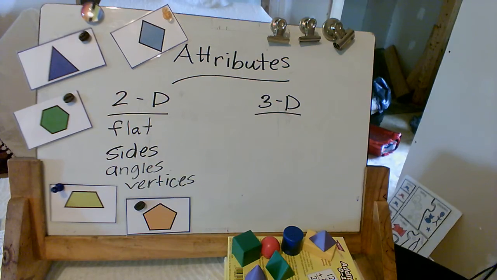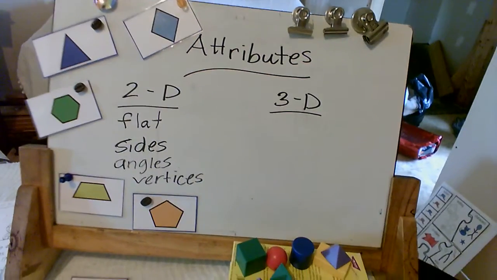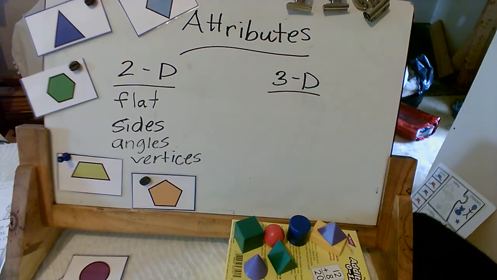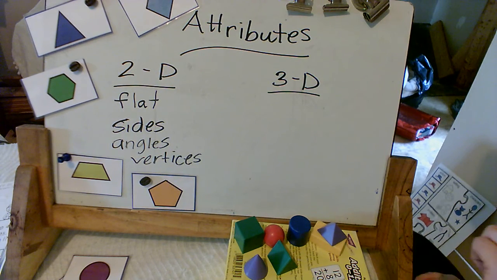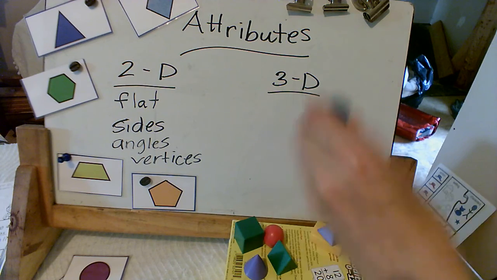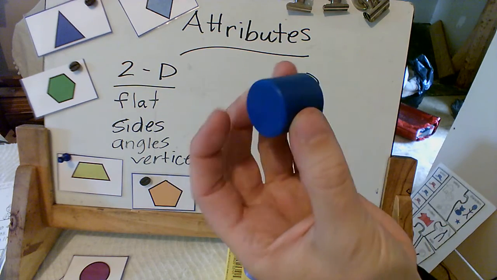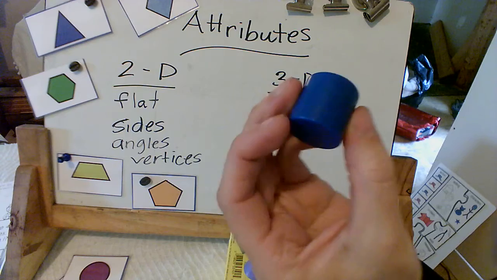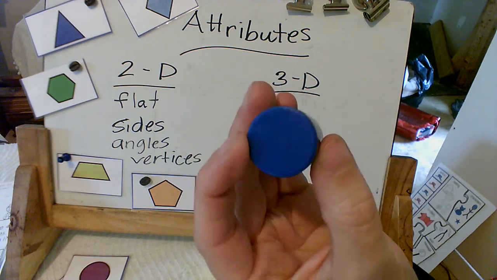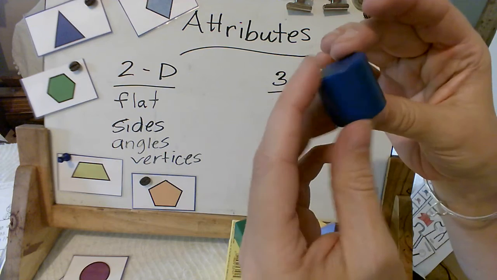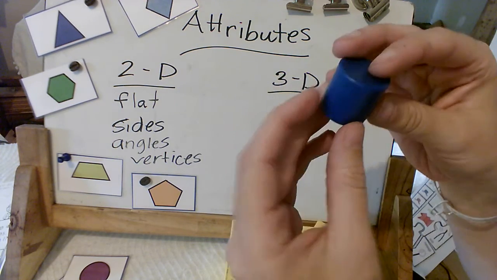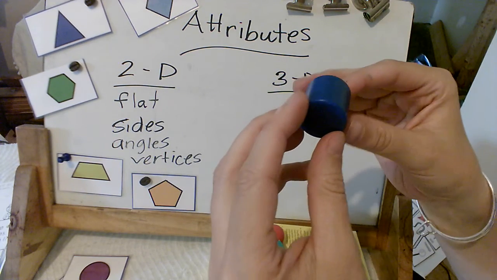Now, let's come over here and check out some of these 3-dimensional shapes and see if we can come up with some attributes that these have. So I'm going to pick up this 3-dimensional shape. I'm going to talk more about these next week and work on remembering the names of them and how we figure out which is which. So this is a 3-dimensional shape. It has length, width, and height.